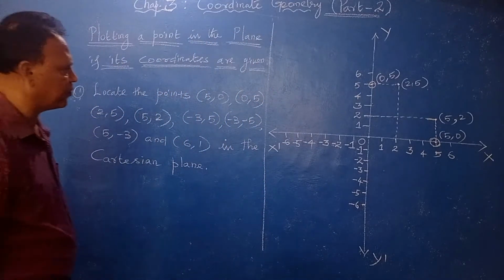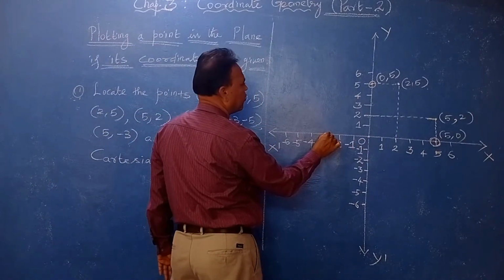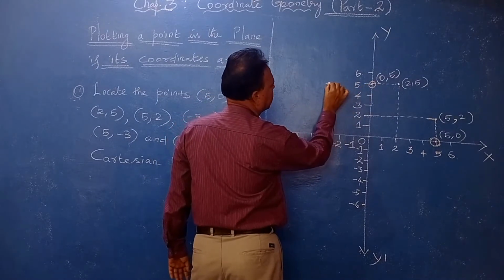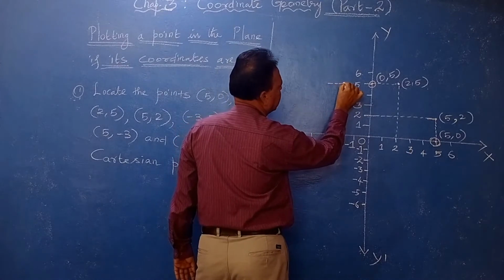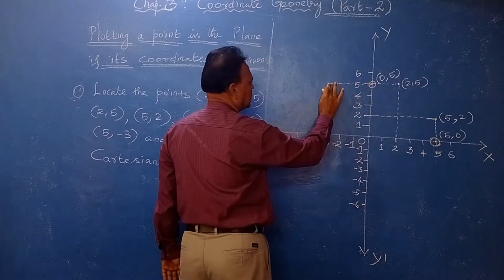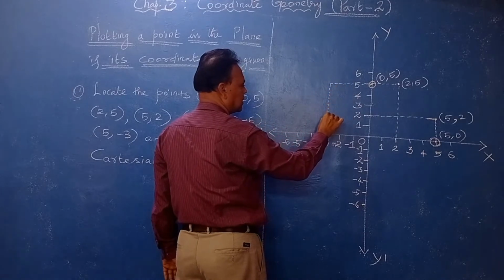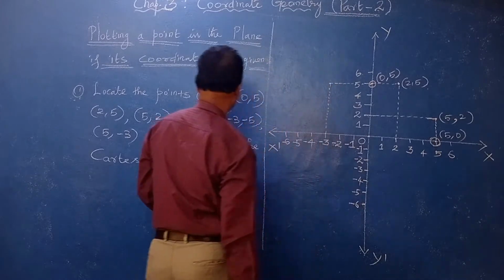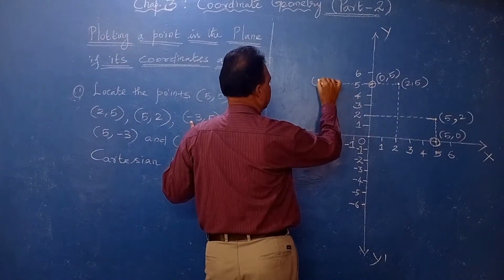(-3, 5). On the x axis, -3 is here. Then on the y axis, 5 is here. Draw perpendicular. You need not draw this line; for the time being you draw. Clear? In the graph you can easily plot the points. For the time being you draw. This point is (-3, 5).